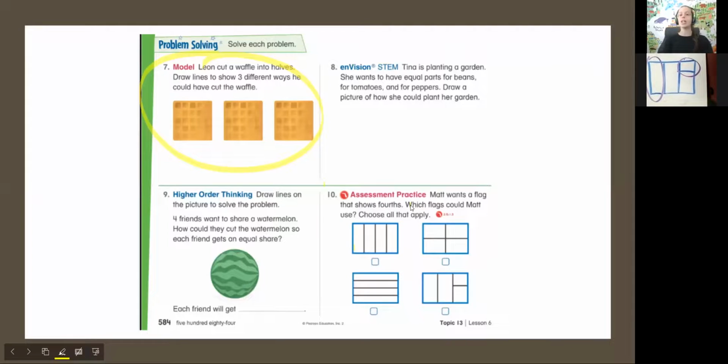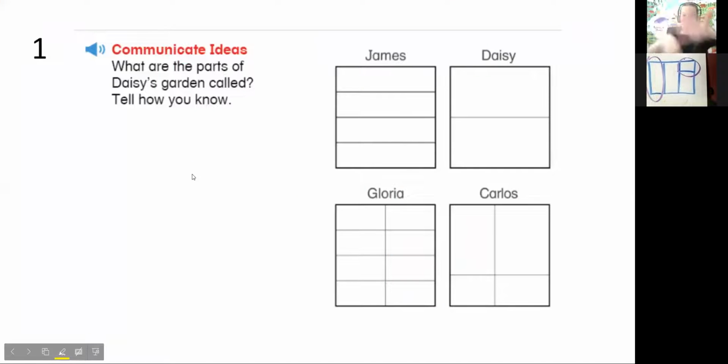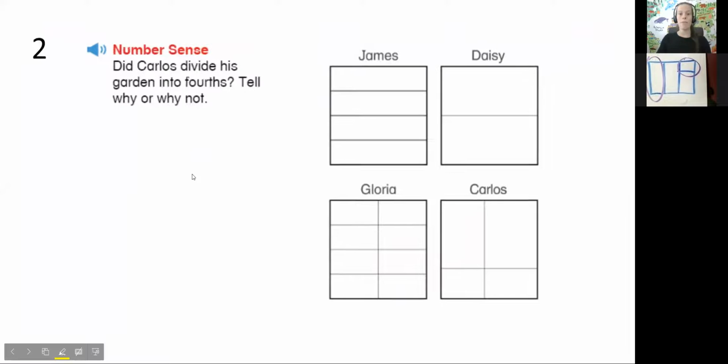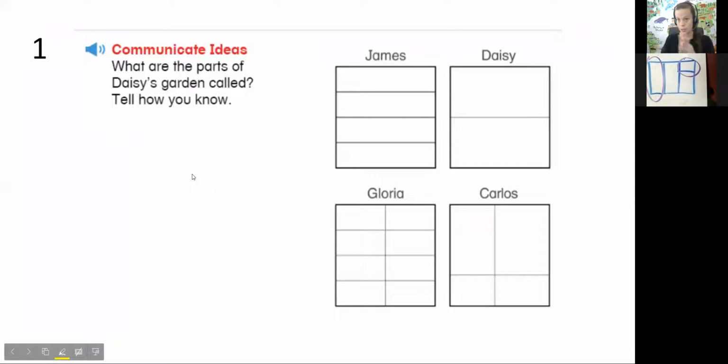All right, so now we're going to work with the same shapes a couple of times, okay? We got James, Daisy, Gloria, and Carlos. They all have different rectangles divided into different parts. So let's go through. We have a couple questions about these shapes. Ready?